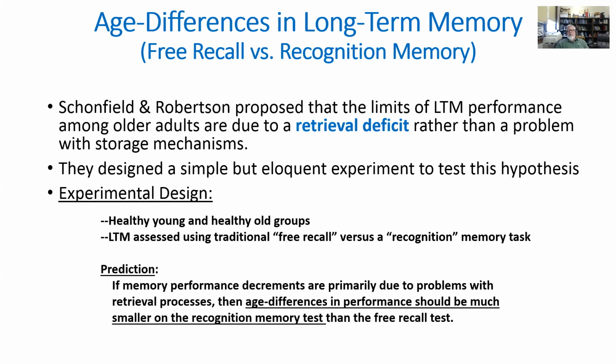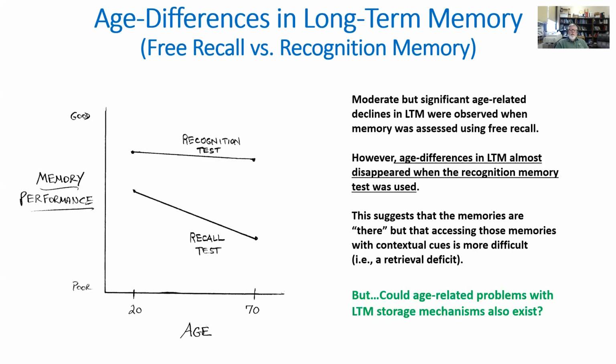And their prediction was the following, that if the problems that older people have in long-term memory are primarily due to a retrieval mechanism, then what they should observe in this experiment is large age differences when you test people using free recall, but only very small age differences, maybe no age differences when you test people using a recognition test instead of a free recall procedure. So now let's look at what they did here.